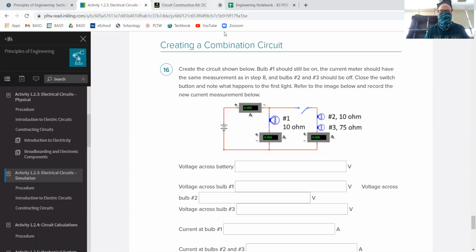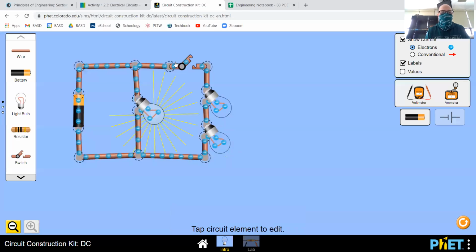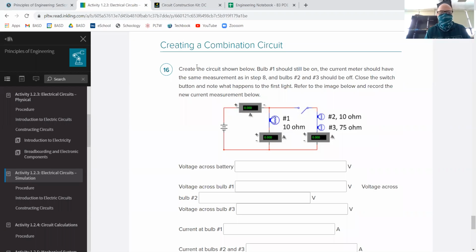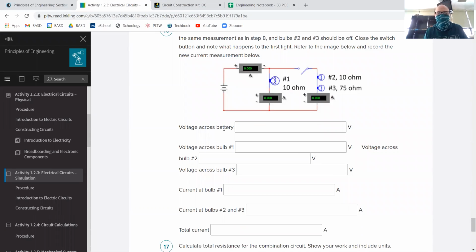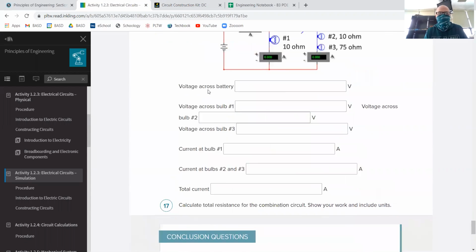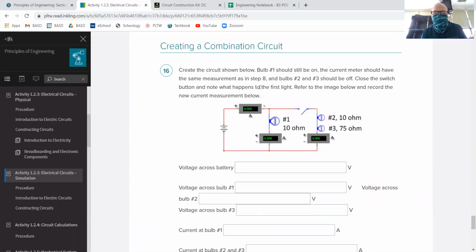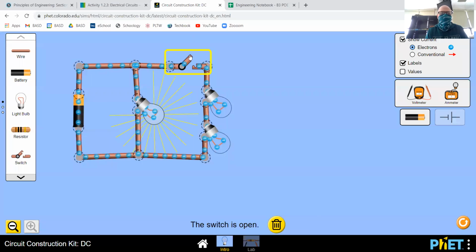And notice that the switch is open. Switch is like a little gate. You close it and these light bulbs light up. You open it and these light bulbs get nothing. And so only that light bulb is lit up. So here it says there's the schematic, the voltage across the battery. Well, right now it's open, right? Close the switch. All right, close it.